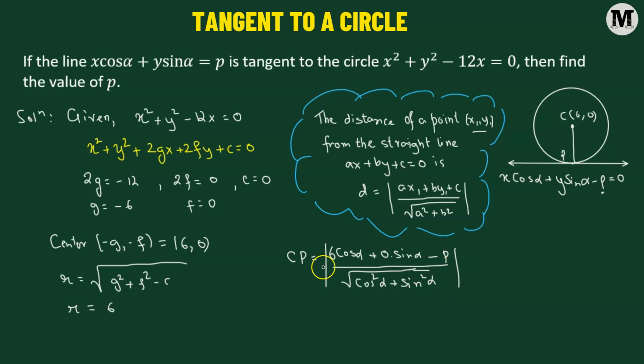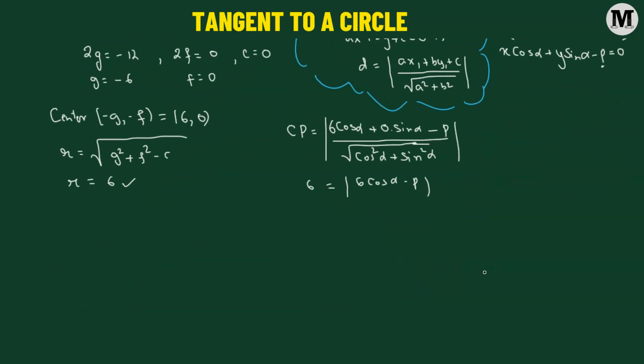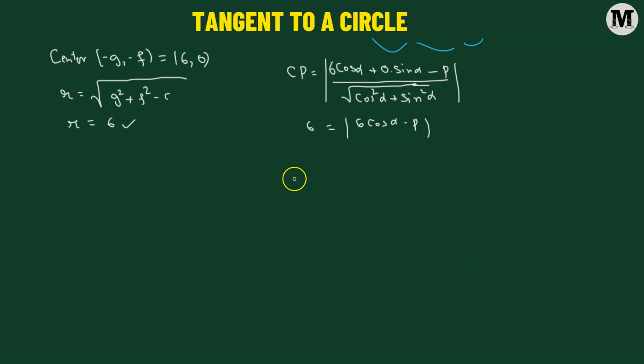Now luckily for us, CP is nothing but the radius of the circle. And what's the radius? We've already obtained 6 units. So 6 is going to be equal to the absolute value of 6 cosine alpha minus p, and in the denominator, cosine squared alpha plus sine squared alpha is 1 because it's an identity. So let's solve for the value of p. Since it's an absolute value, we're going to get 2 equations. One equation will be 6 times cosine alpha minus p equals 6, and the other possibility will be 6 times cosine alpha minus p equals negative 6.